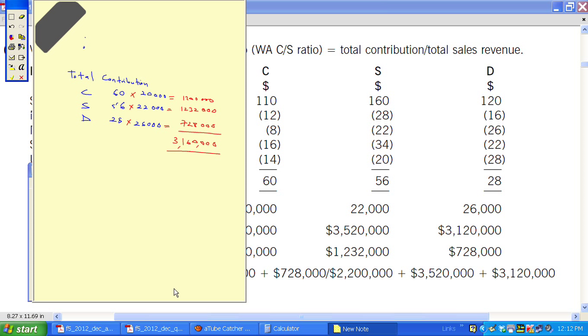So similarly, we get total revenue. This time we have to use the unit selling prices. So we had C, S, and D.